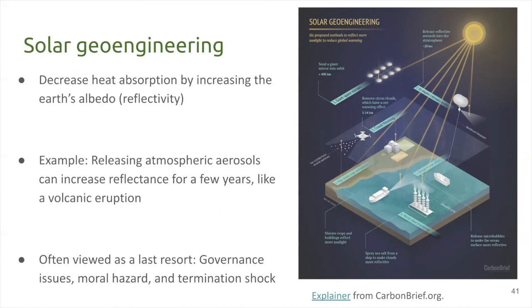One issue is this approach is often viewed as a last resort because it comes with a variety of non-technical challenges. So governance issues: if one country proposes a geoengineering system for its climate, then that can have consequences for all the neighboring countries. So that could create conflict. Or termination shock: if a whole bunch of systems were very rapidly dismantled, then you would see a quick rise in temperature, and that would cause a very severe disruption.